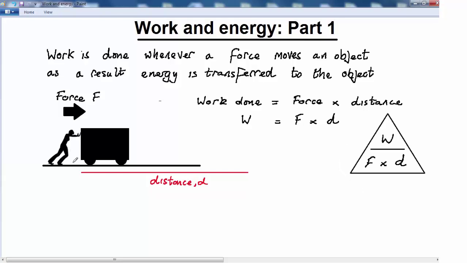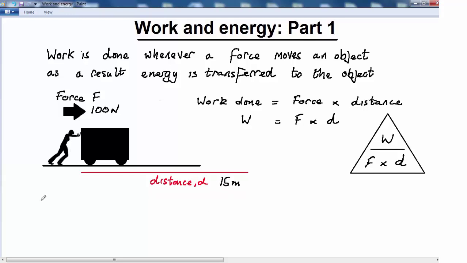Okay, so in this particular case where we've got the lady pushing a trolley with a force F over a distance D, we can see that the type of energy that's going to be transferred to the trolley in this case is kinetic energy. Okay, so let's just put some figures in here to make sense of it. Let's say that the force applied to the trolley is 100 newtons, and she applies that force of 100 newtons over a distance of, say, 15 meters.